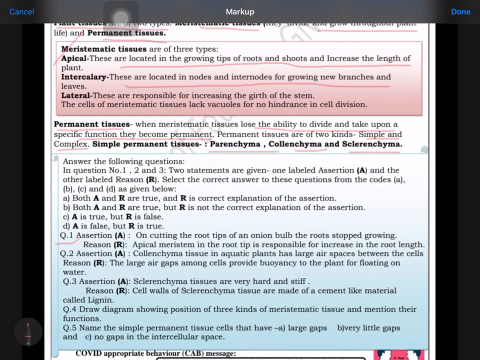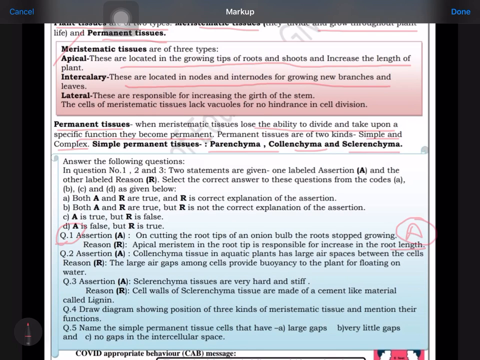First, the assertion and reason questions. On cutting the root tip of an onion bulb, the root stops growing. The apical meristem in the root tip is responsible for the increase in root growth. So this is correct. We will write the A option: both are correct and R is the correct explanation.